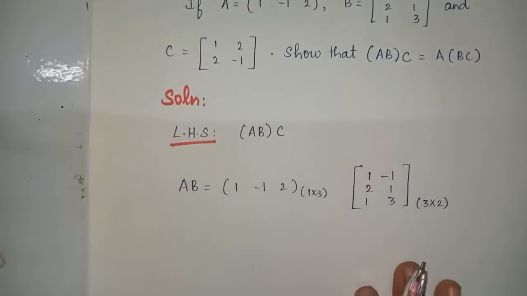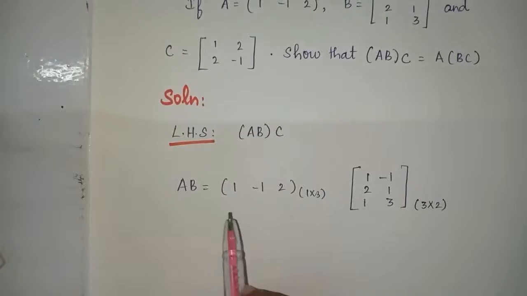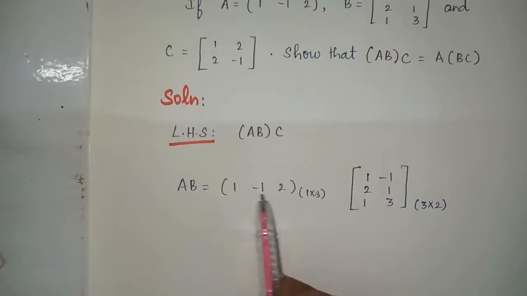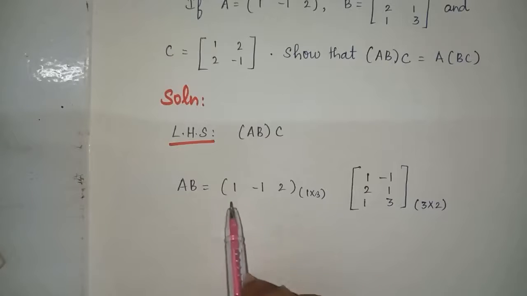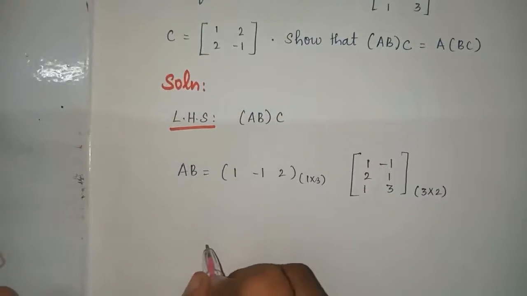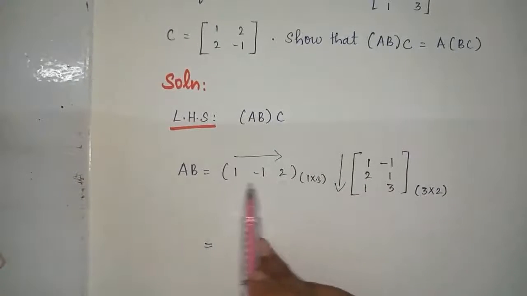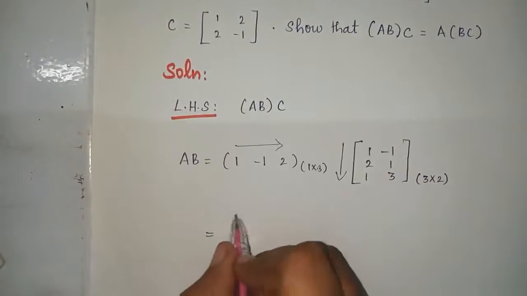So first you have to find AB, the matrix multiplication AB. In matrix A, this is of order 1 cross 3, that is number of rows is 1 and number of columns is 3. Similarly, the matrix B has 3 rows and 2 columns. Next we are going to do a matrix multiplication. So first row, first column and first row, second column.